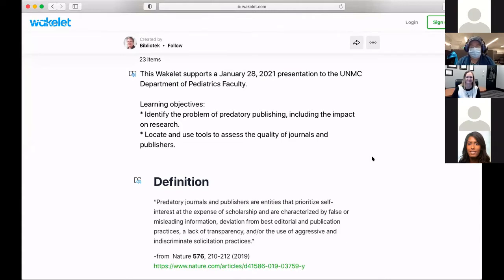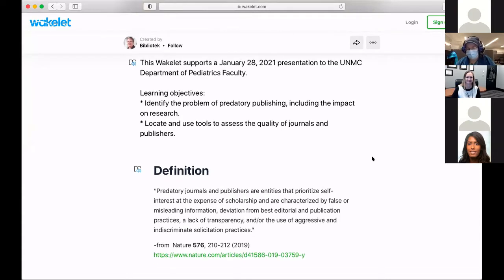One of the definitions in an article that I've got on this Wakelet, that they agreed to, and they described how long it took to come to this: predatory journals and publishers are entities that prioritize self-interest at the expense of scholarship and are characterized by false or misleading information. They deviate from best editorial and publication practices. They aren't transparent, and they use aggressive and indiscriminate solicitation practices.